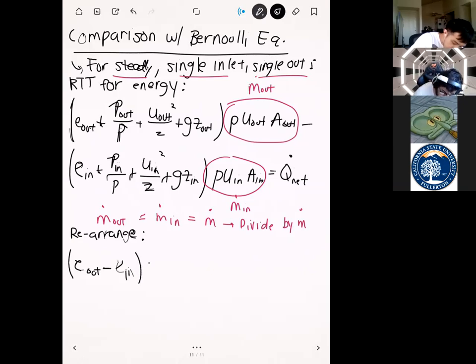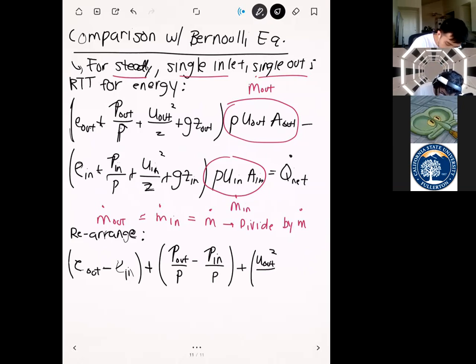Plus P out over rho minus P in over rho. That's the difference in the pressure terms. And then we have our difference in kinetic energy terms. We have U out squared over 2 minus U in squared over 2, plus g times Z out minus Z in.